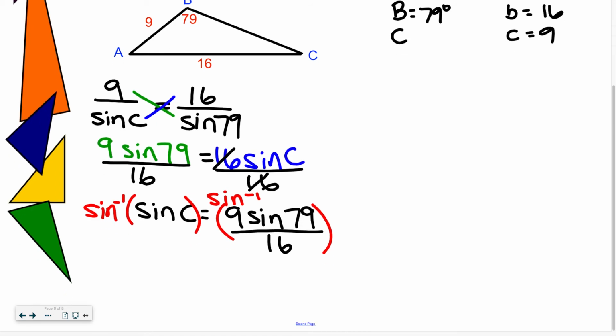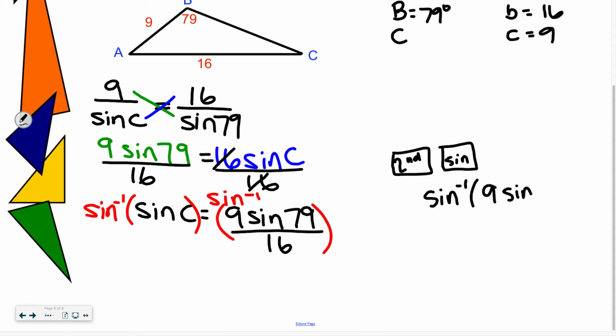Now, for me personally, I'm okay doing second sine in my calculator. So I'd use my second sine, and that's, of course, going to bring up my sine with the -1. And then I'll just type in the rest of the stuff, right? So I'll just do 9 sine, if it brings up the parentheses, close 79, divided by 16, close my parentheses for inverse sine.